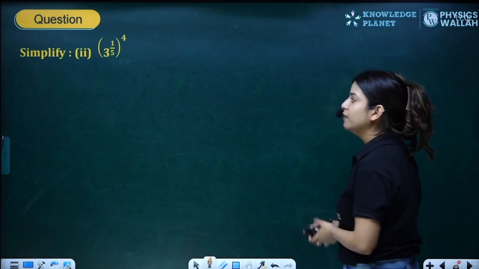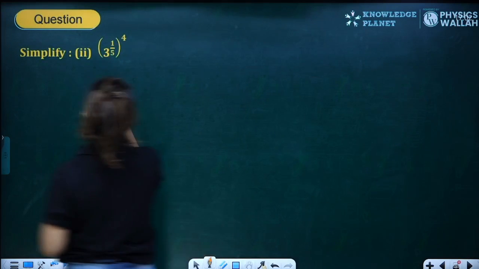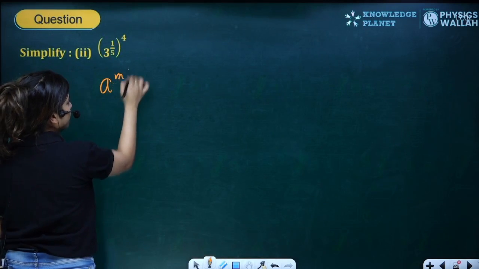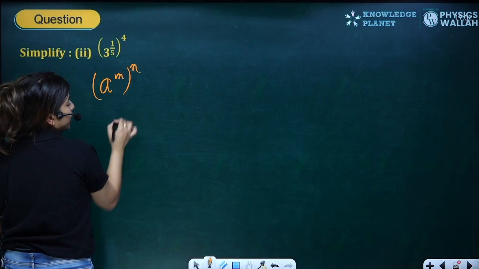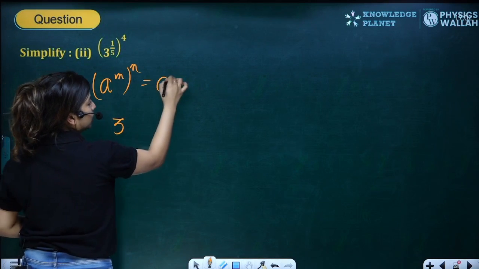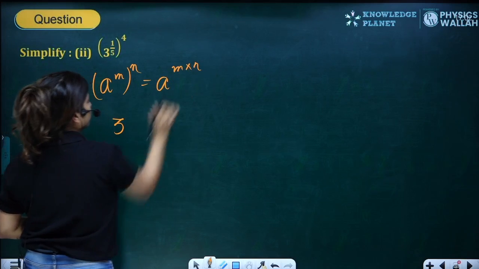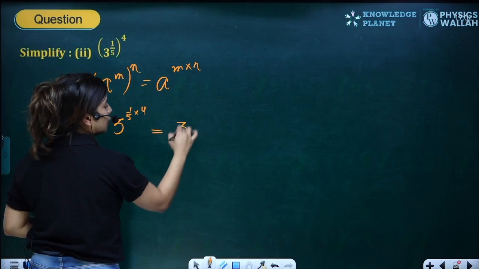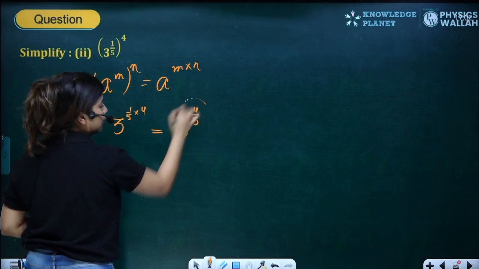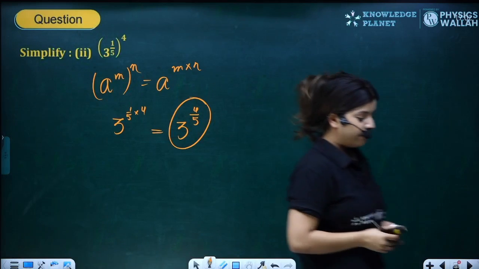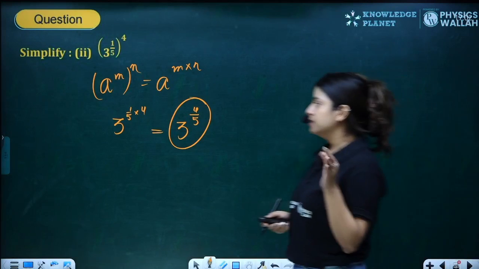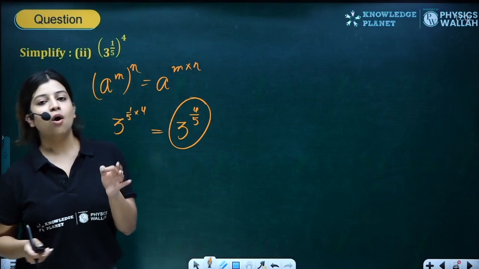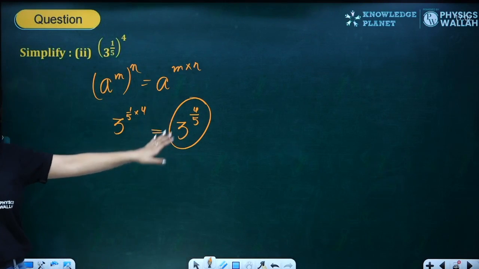The next thing that we have is, see, now this is of the form a to the power m whole to the power n. This will give us what? A to the power m into n, that is 1 by 5 into 4, that is equal to 3 to the power 4 by 5, right? This means 3 to the power 4 by 5 will be the answer.